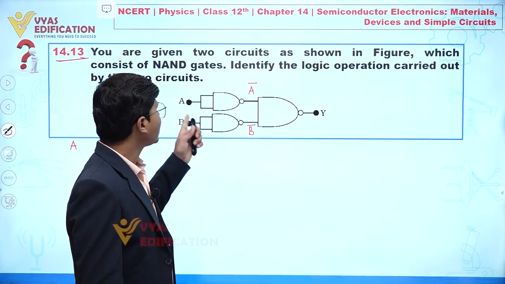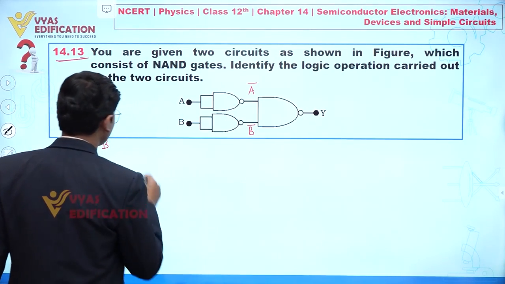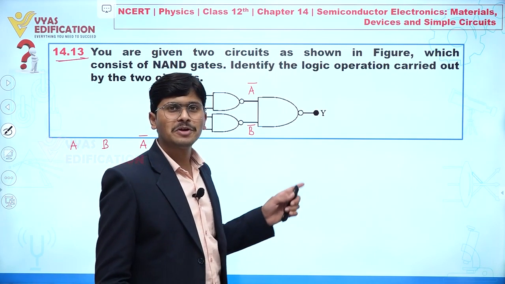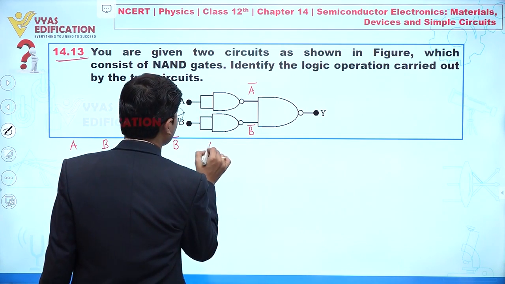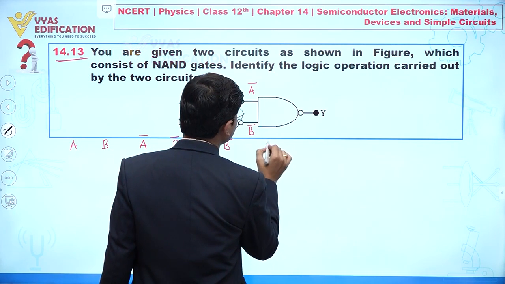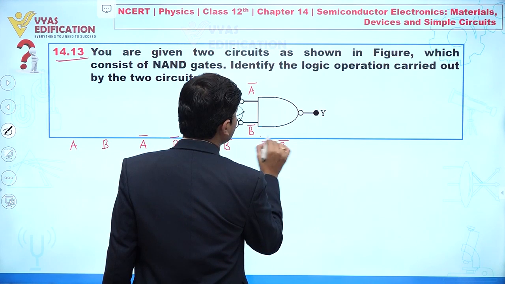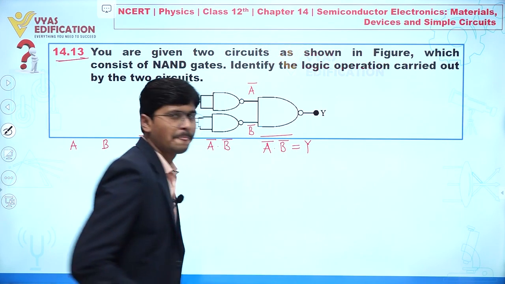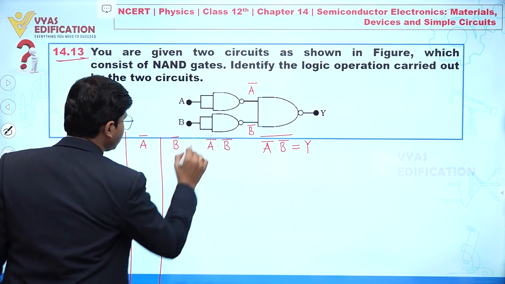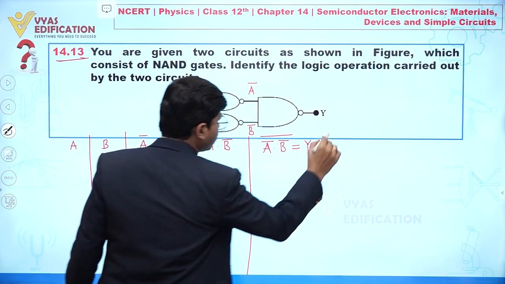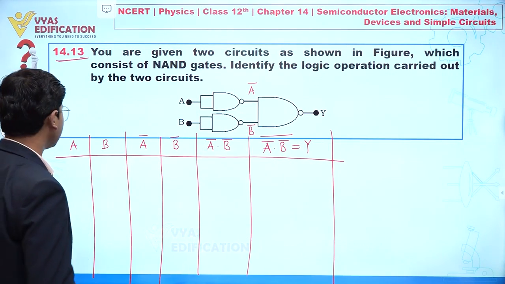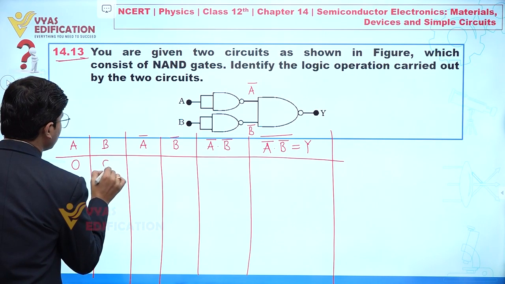Directly we can say A and A naught, B and B naught. So this is A naught and B naught. Now we are saying this A naught and B naught is going as input. So A naught and B naught. Clear? And after that, because this is a NAND gate, it will be like this, and this should be equal to Y. Clear? Yes.